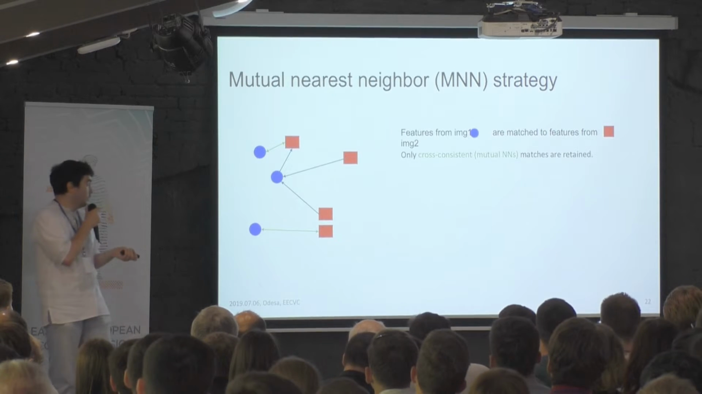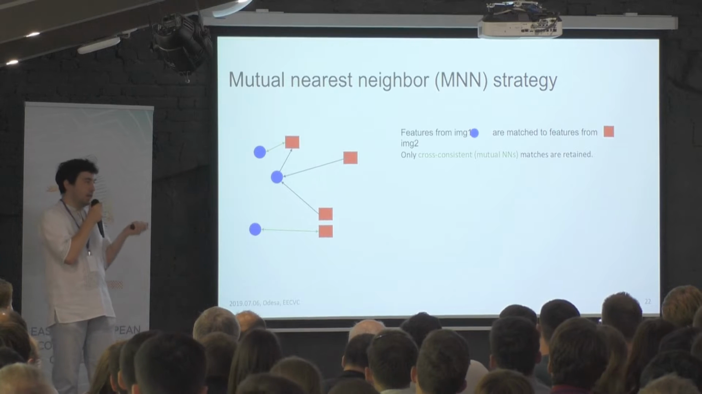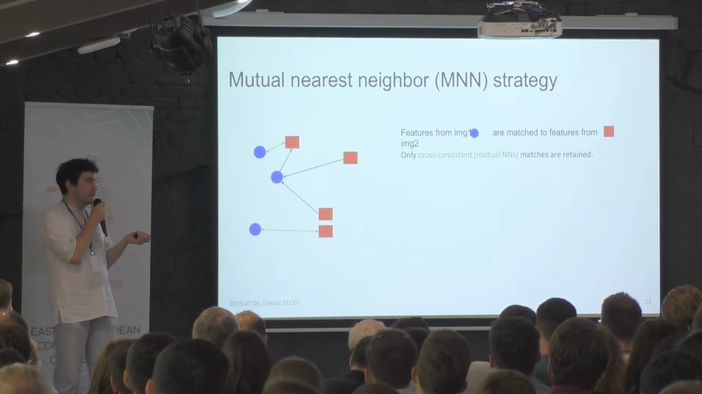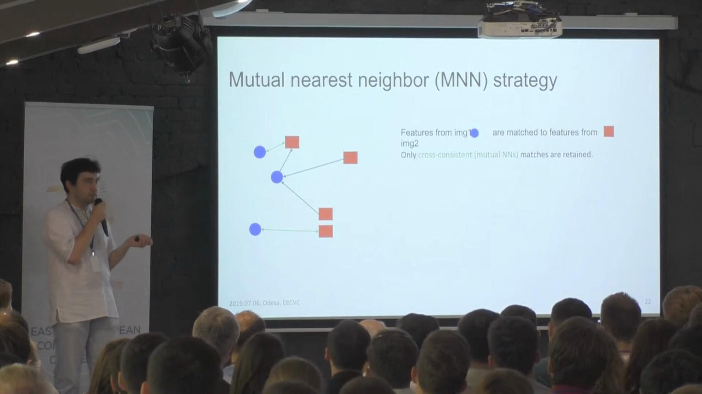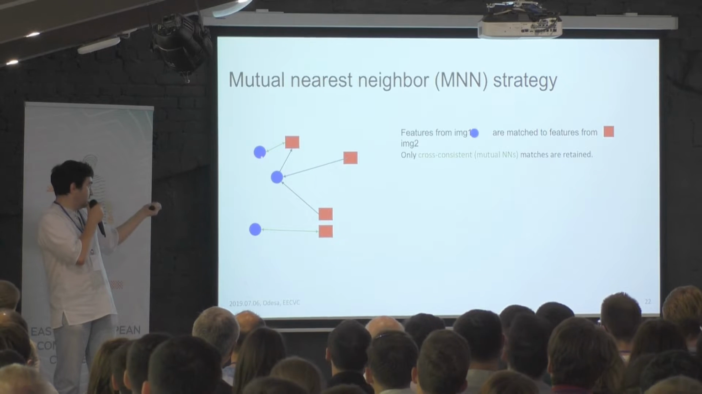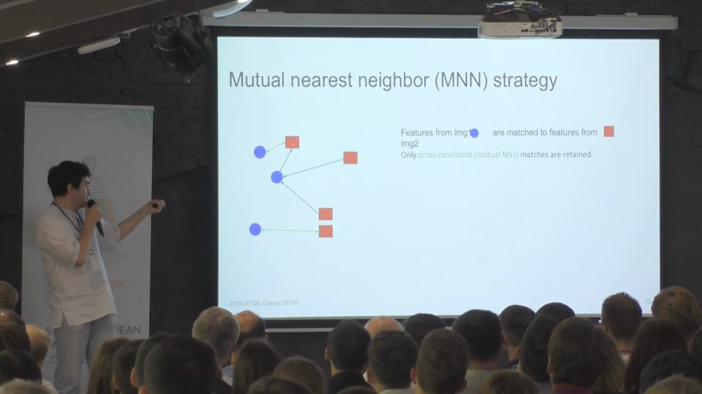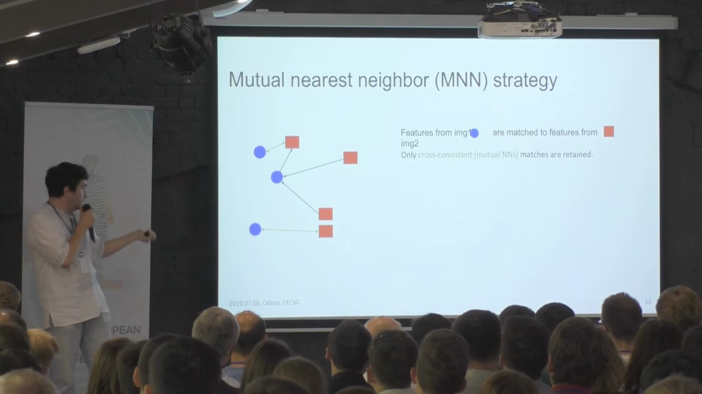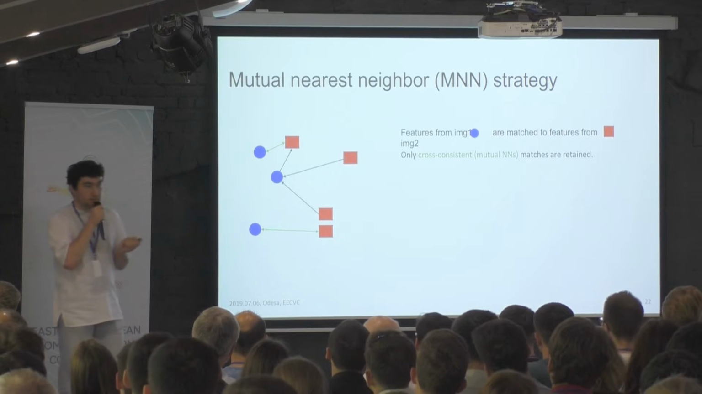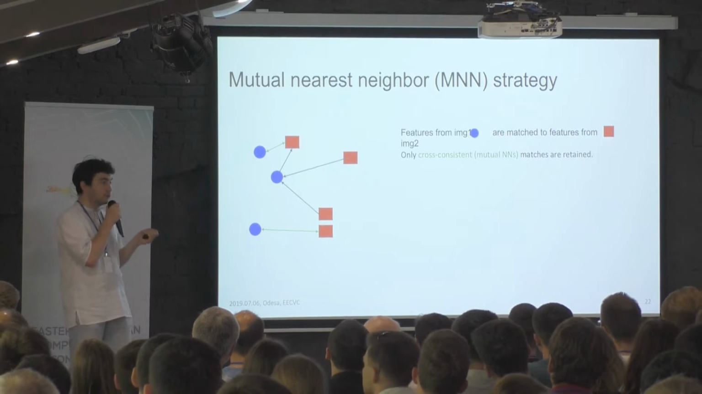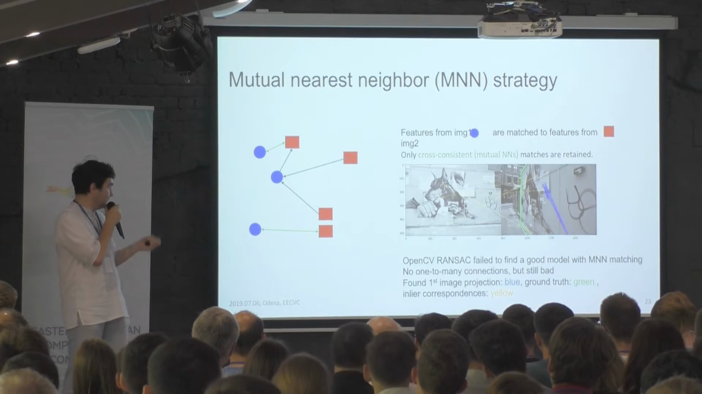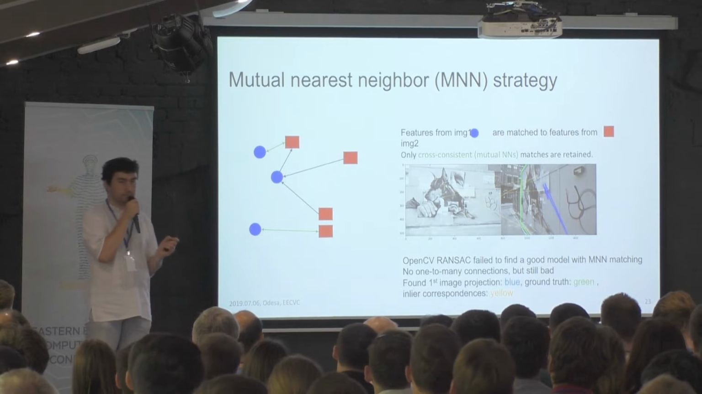So now, what if we want a more strict condition? What if we want cross-consistency? That if this guy is best friend with this, then this should be best friend with this. So now we have fewer correspondences, and they are hopefully more precise. Still not enough.